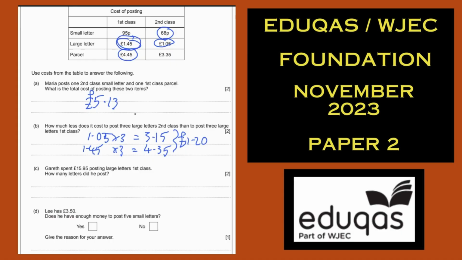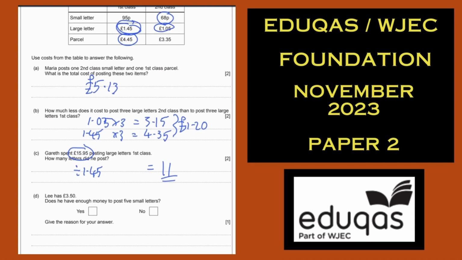How many letters did he post? We're working backwards. This is a divide. Divide the amount he paid by £1.45. You can tell he posted 11.